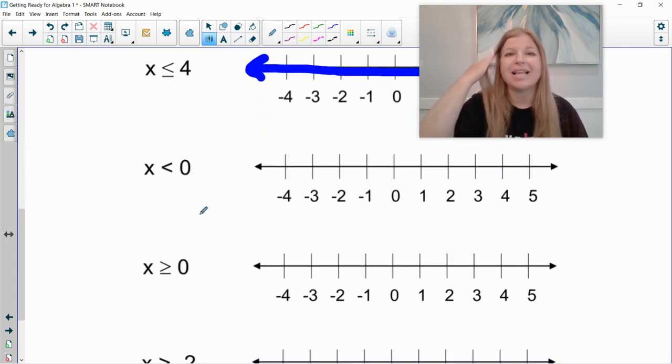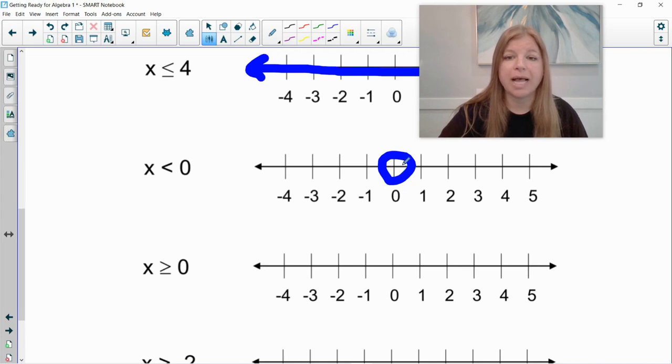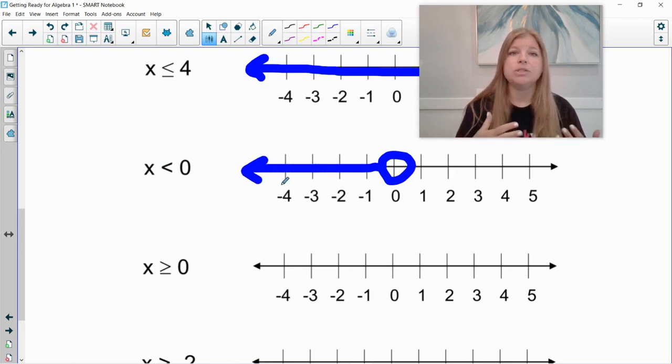Next, x is less than 0. So at 0, is 0 less than 0? No, it's not part of the solution, but it's where the solutions start. And so I would do an open circle at 0. And where do values get less than 0? They get less than 0 to the left. And again, I can say that values get less than to the left always when your variable is first. If the variable is not first in your inequality, you're going to need to rewrite the inequality to make sure the variable is first.